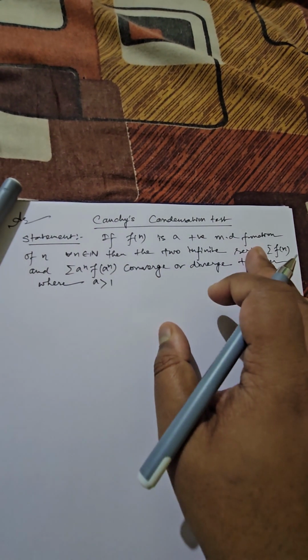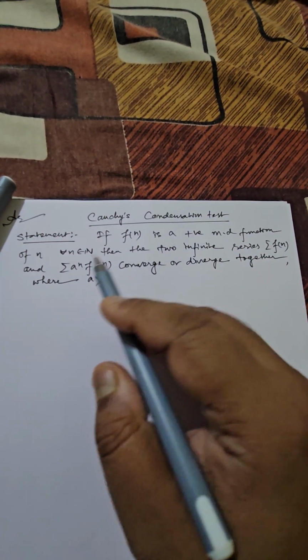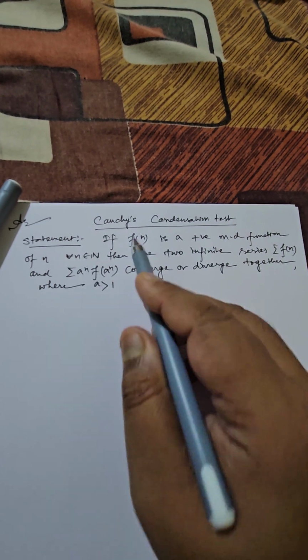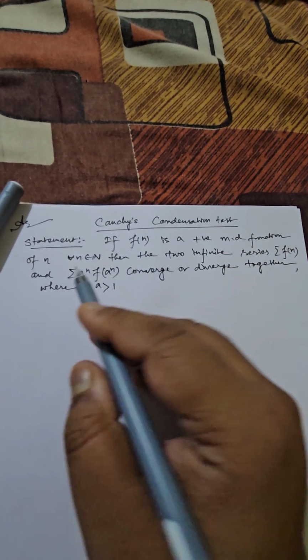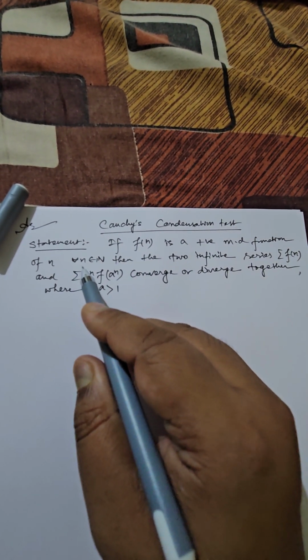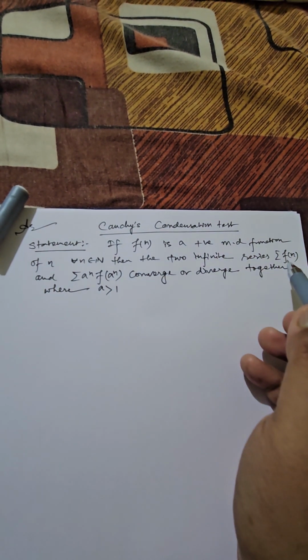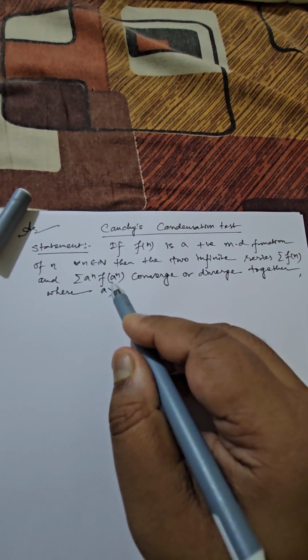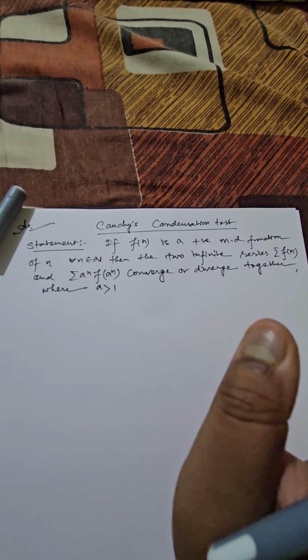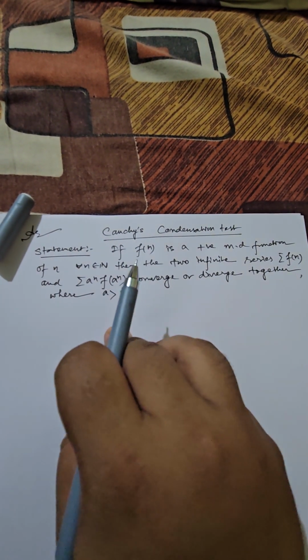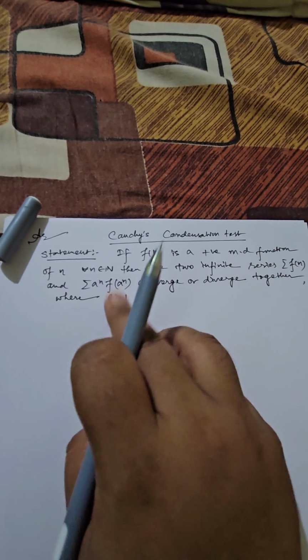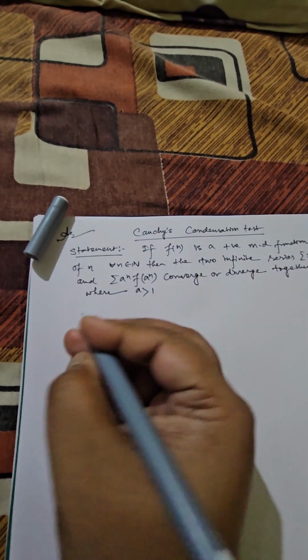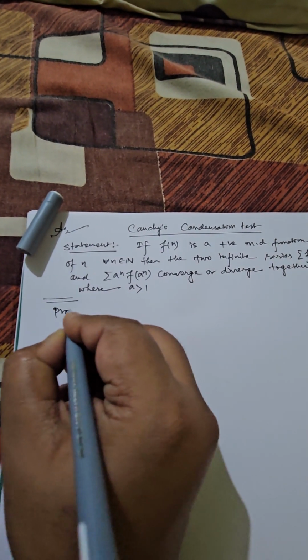As per the condensation test, we have a certain monotone decreasing function of n, say given by f(n), and this must be true for all n belonging to N. Then the corresponding two infinite series, one is summation f(n) and the second one is summation a to the power n f of a to the power n, will converge or diverge together, where a is a positive integer. As you can see, I have written that it is greater than 1.